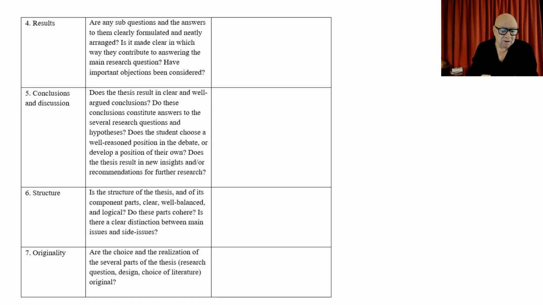And then the structure of the thesis and the question whether it's well balanced will be here. Well, you will get a good grade here or a good assessment here. Sometimes students start writing if they don't have a proper plan. Just in chapter 1 I'm going to do this, in chapter 2 I'm going to do this, in chapter 3 I'm going to do this.